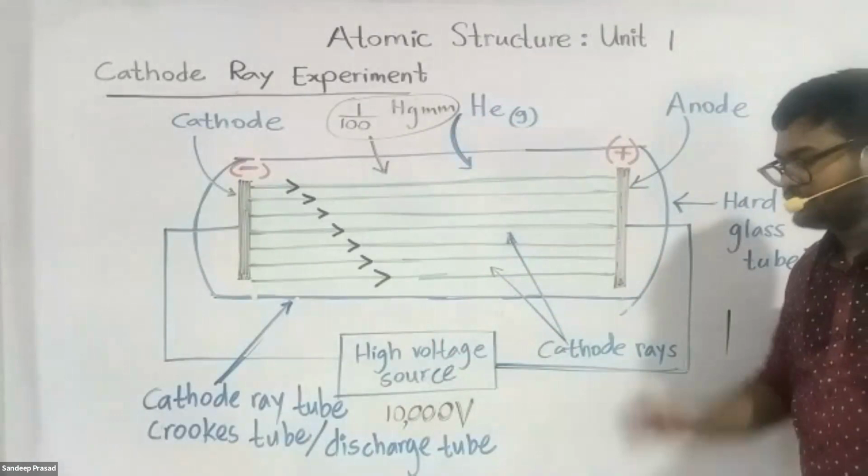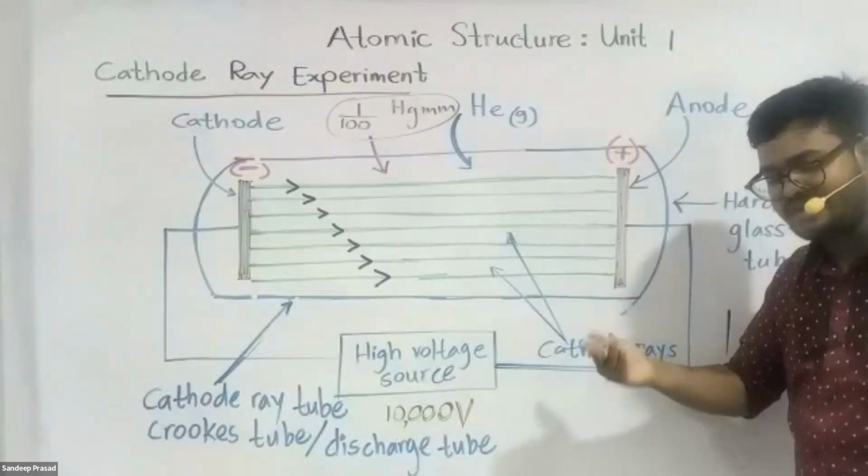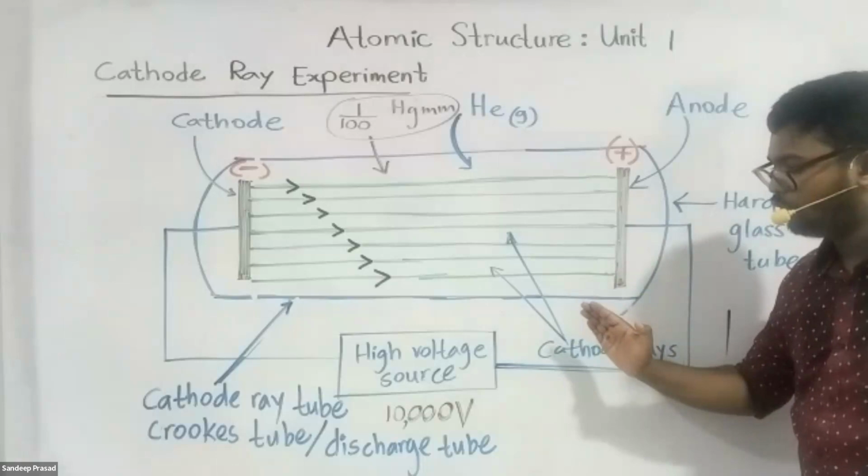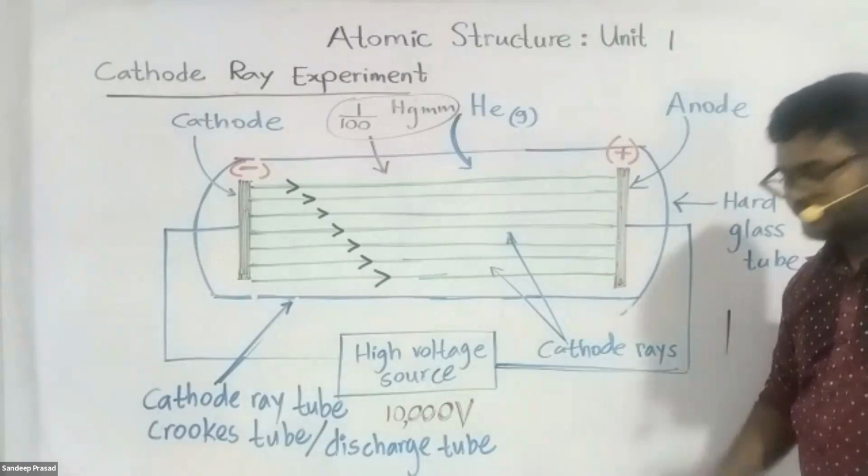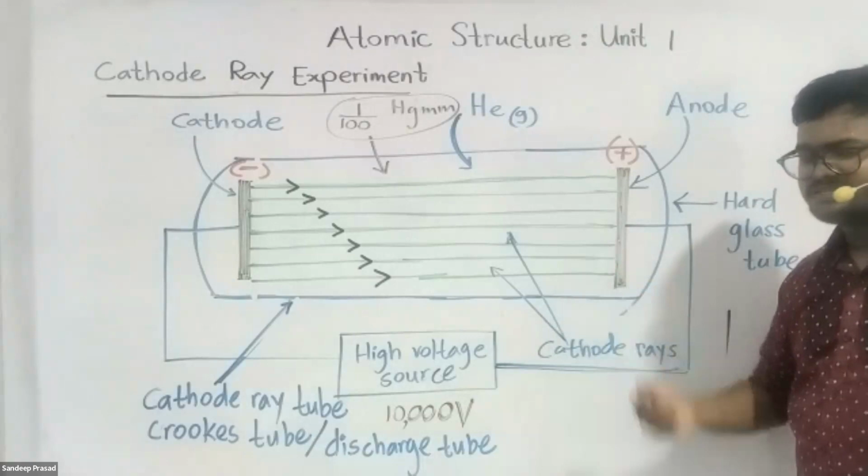So the interesting thing is, they didn't expect this kind of radiation to emit from the cathode. No one expected it. So therefore, this is an accident. I told you, the discovery of the electron is an accident. Do you know what that means? What are these cathode rays? What do you think? What are these cathode rays?